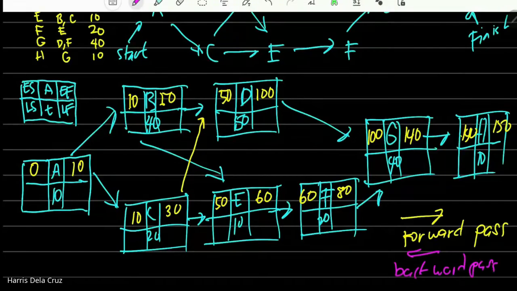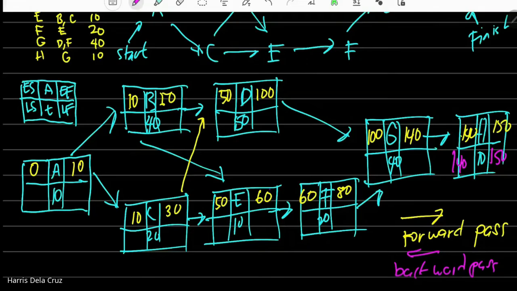So, ito namang backward pass, titingnan mo naman, what if late ka na nag-start? Ibig sabihin, ano na yung pinaka-late na pwede mong i-finish yung project? Of course, kung ano yung value sa 150, gusto mo, yun din yung latest, kasi ayaw mong ma-delay. Okay? Now, 150 minus 10, 140. So, ibig sabihin, para hindi ma-delay yung project, the latest na mag-i-start yung D, dapat 140.